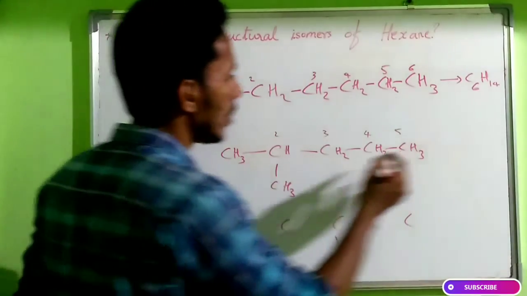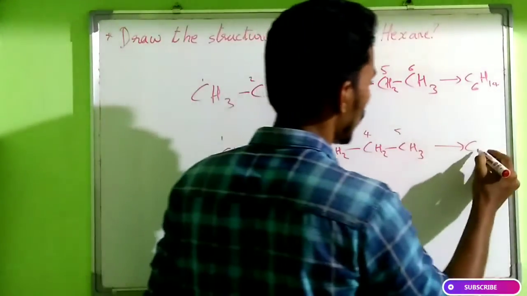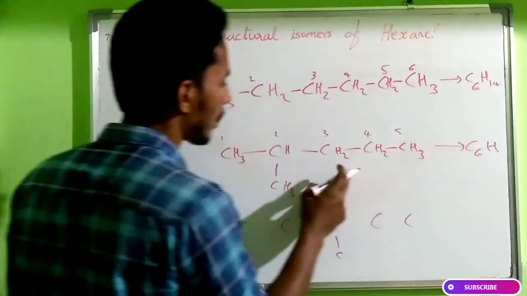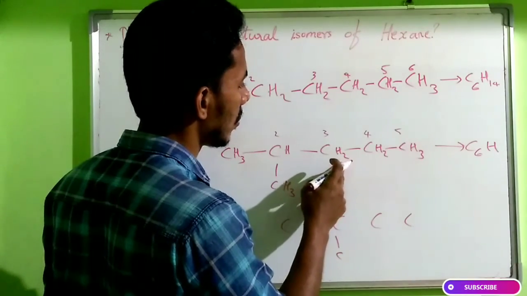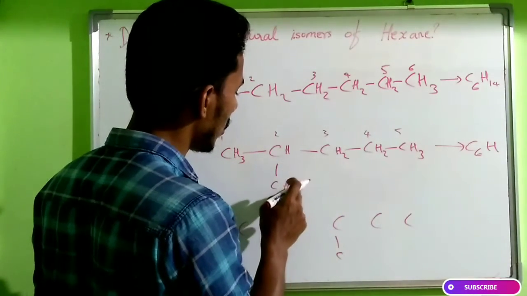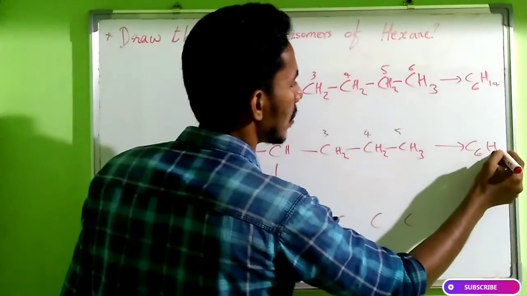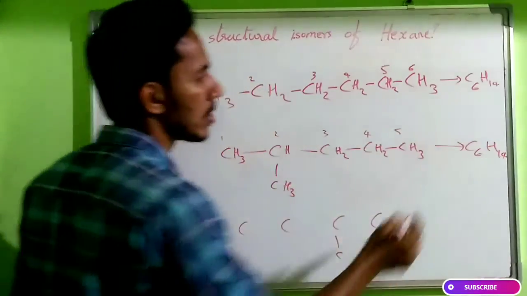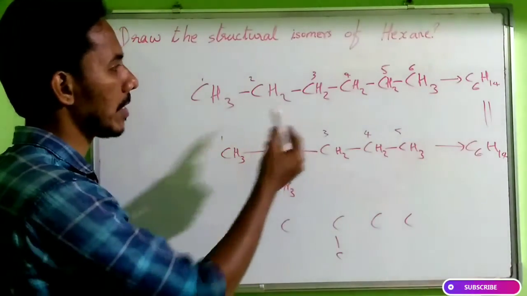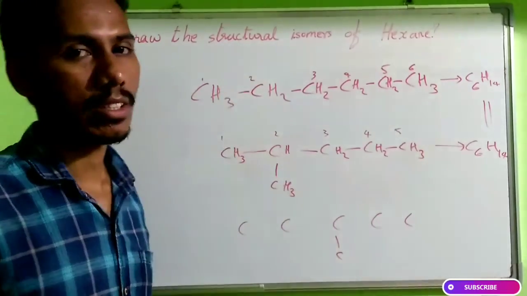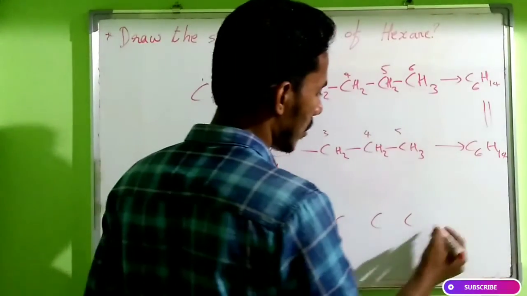In this case, the molecular formula is C6. 1, 2, 3, 4, 5, 6. H 7, 8, 9, 10, 11, 12, 13, 14. So, the same molecular formula but different structure. These are structural isomers. And then one more: 1, 2, 3, 4, 5, 6.